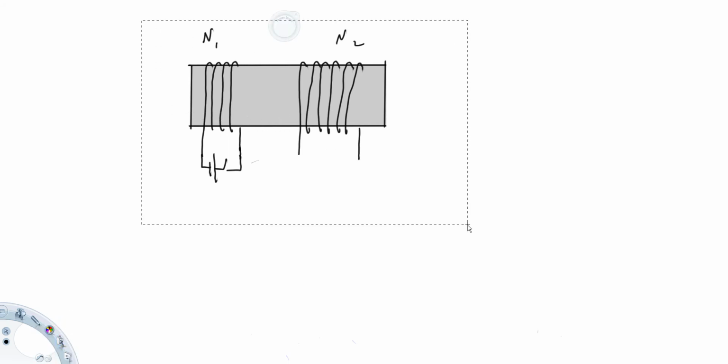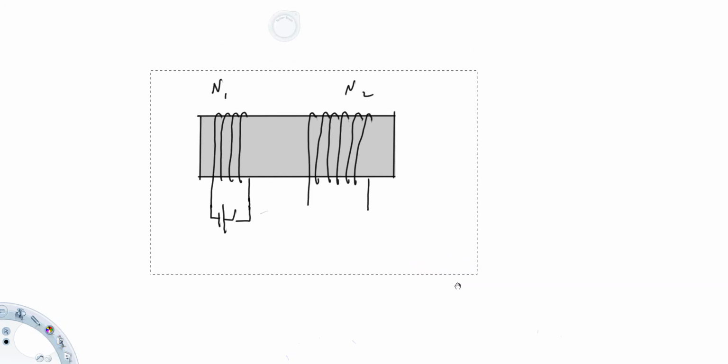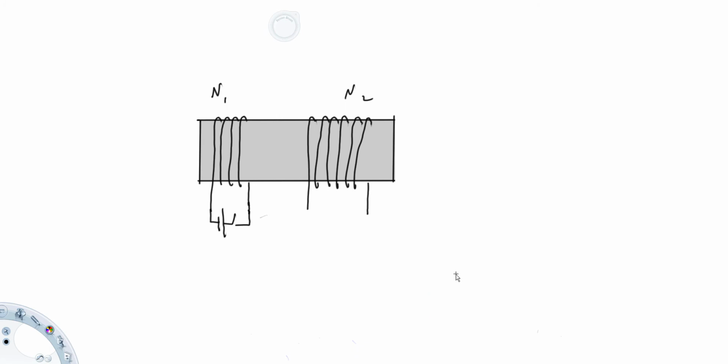All right, so in this picture, what we're looking at is this iron core with a bunch of wires wrapped around it, N1 times on the left, N2 times on the right. Now we're going to imagine that we hook this to a DC voltage source and a switch. I'm going to center this. And we're going to chat about what happens when we close the switch.